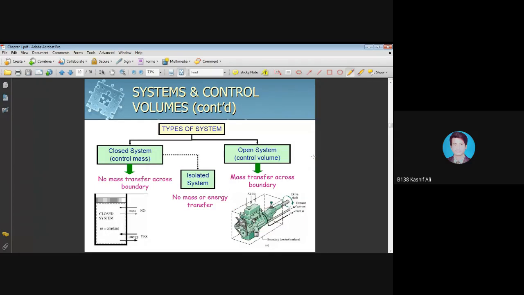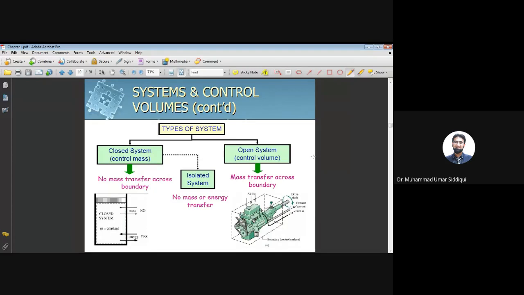Okay, now let's talk about different types of systems. Right now, what is mentioned here is three different types of systems, but in reality we have four types of systems. I'm going to explain that in a minute. Okay, so we have classified the systems in terms of mass and energy transfer.